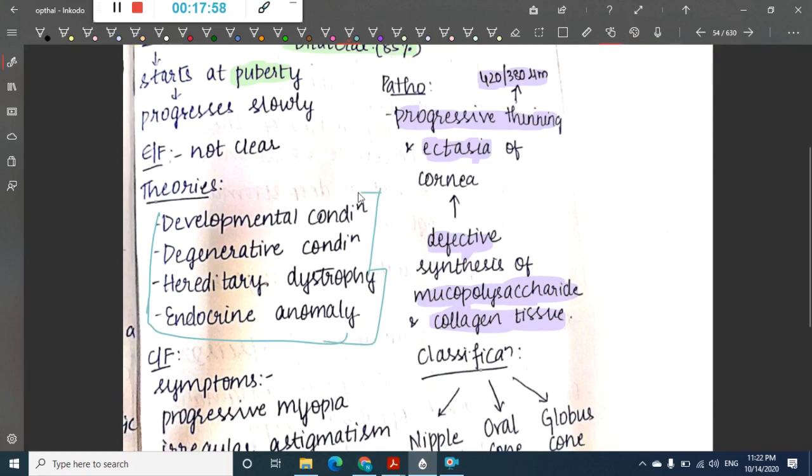they mainly include that keratoconus is actually a developmental condition. It is a degenerative condition. It can be hereditary. It can cause hereditary dystrophy. Then it can cause endocrine anomaly also.